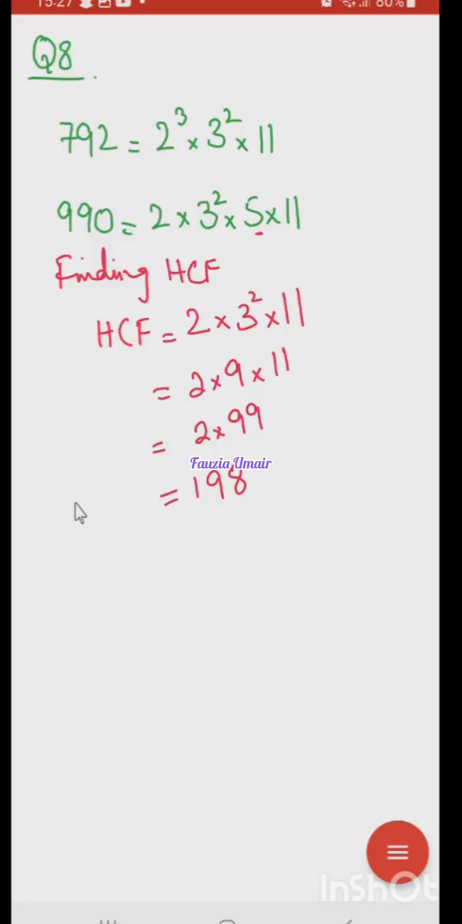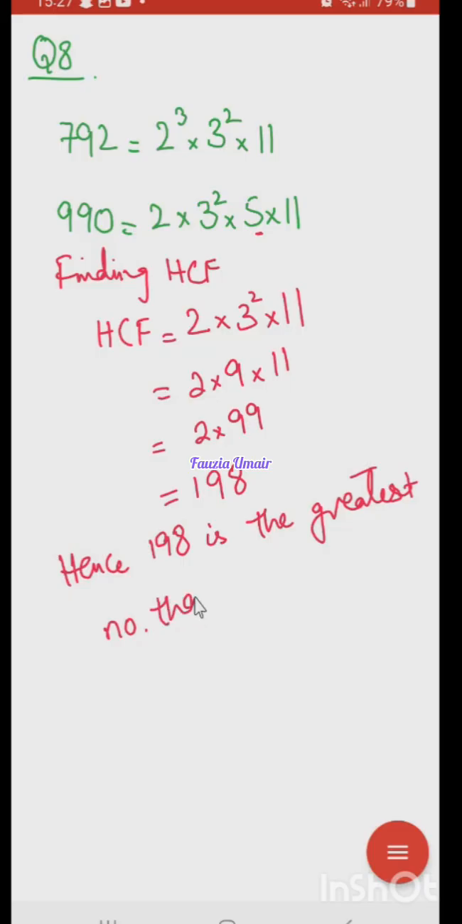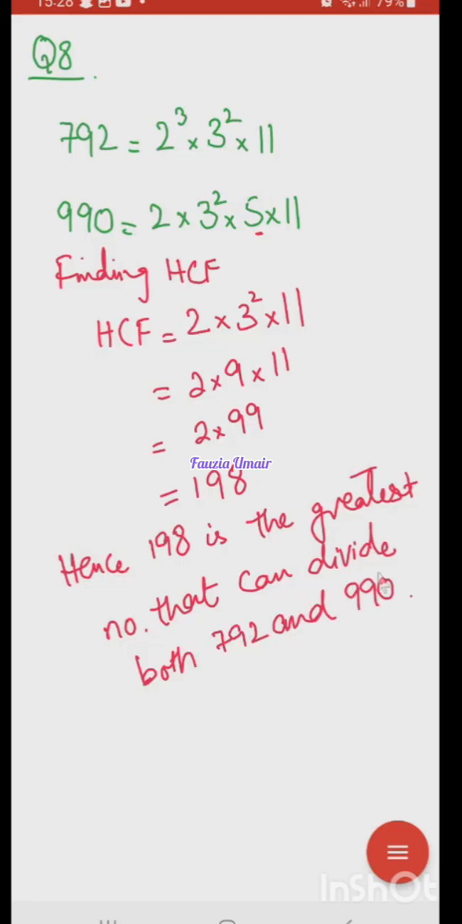Now you are going to answer according to the question. The question says you need to find out the greatest whole number. So you will say, hence 198 is the greatest number, because this is the HCF, the highest. The greatest number that can divide both 792 and 990, as written in the question, because this is the HCF of both numbers.